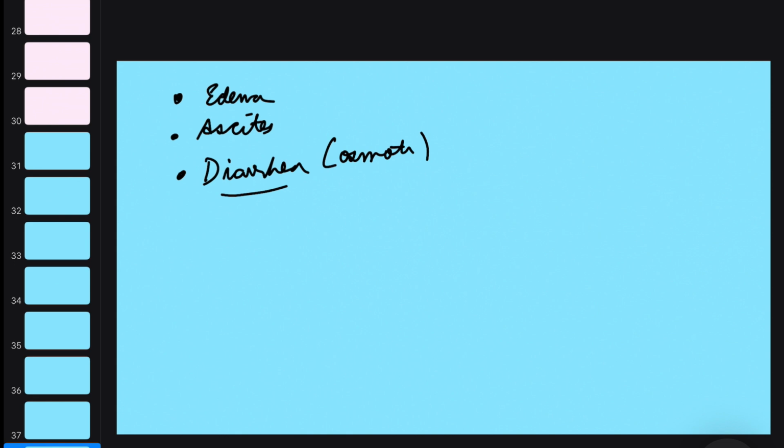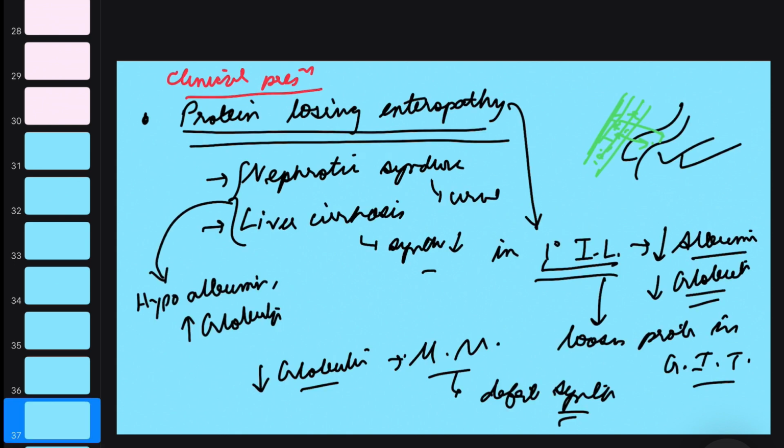Why are you getting edema? Why are you getting ascites due to losing proteins? This is why all these conditions will have edema, ascites and all this. Cirrhosis, liver cirrhosis also we get this, nephrotic syndrome also we get this. Why? Because you're losing proteins.